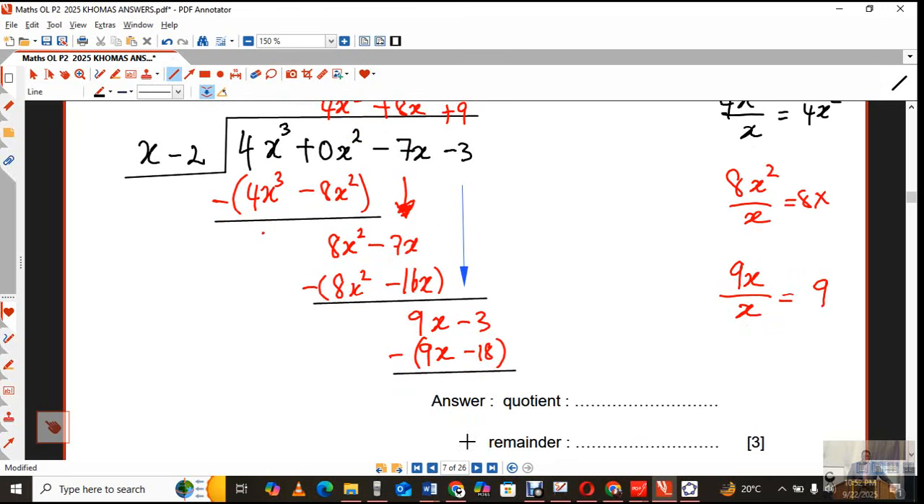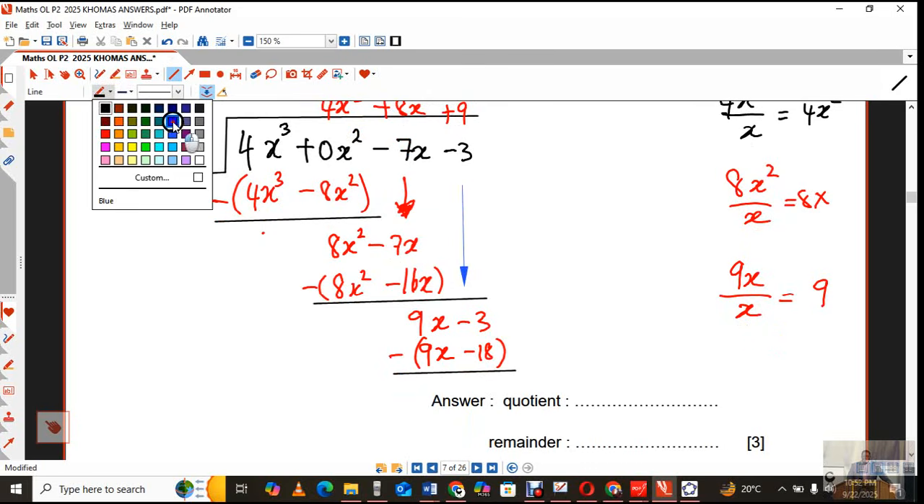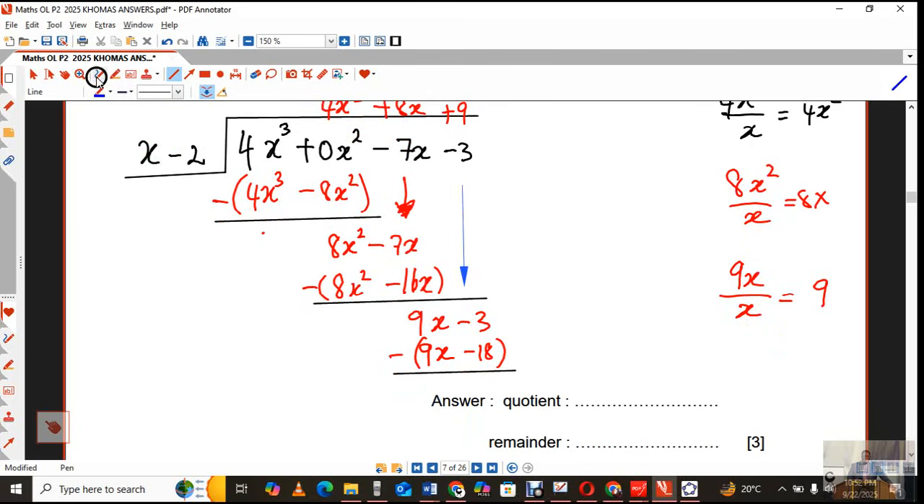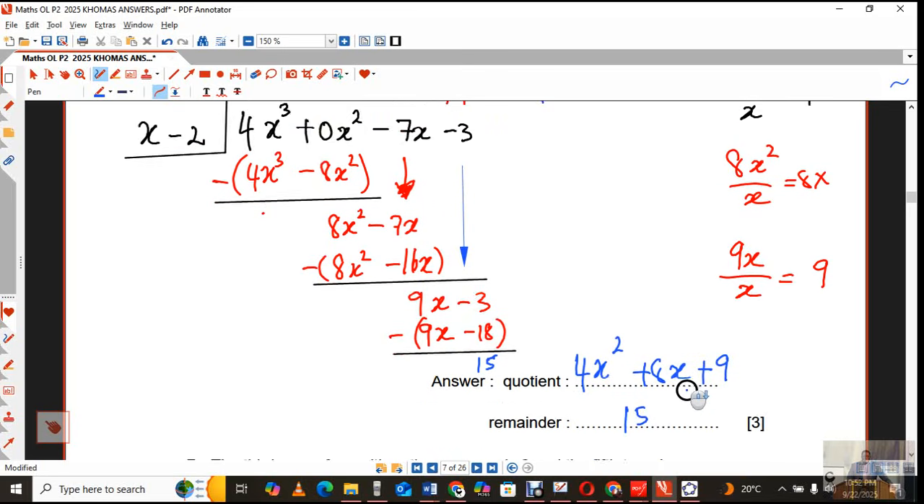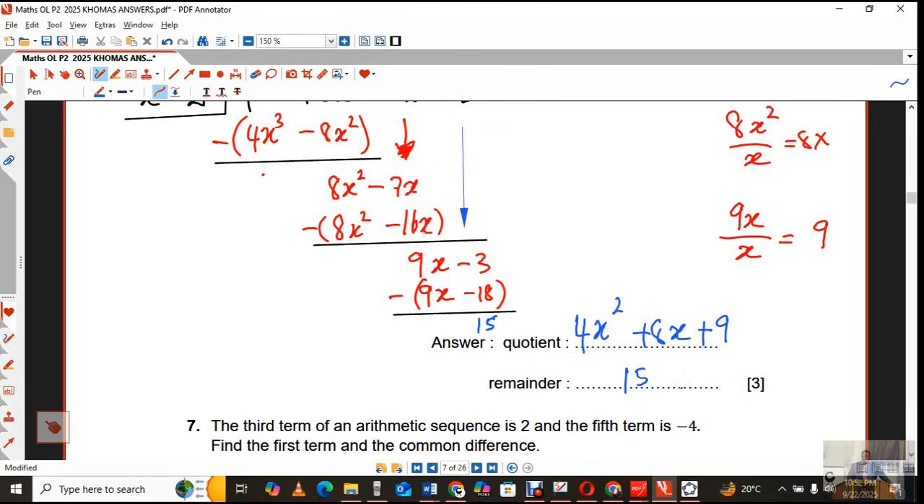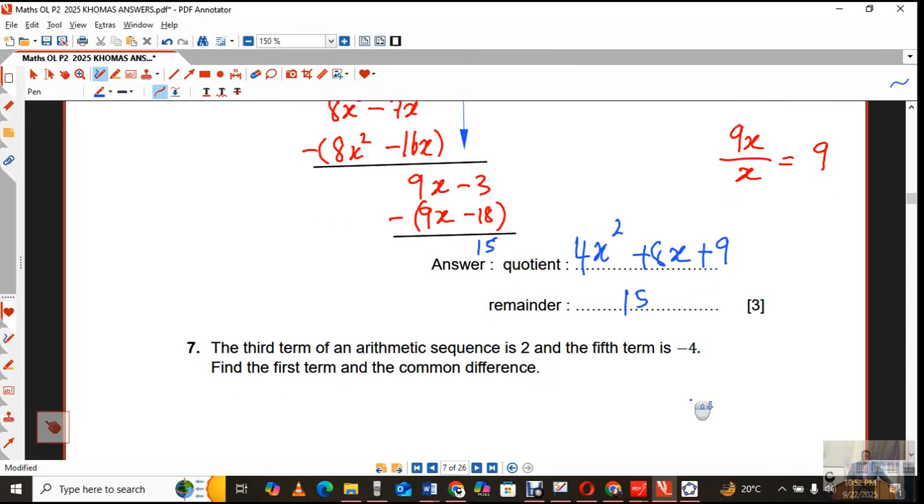Now, when you do this, you're going to get a remainder of 15 as 18 minus 3. That's going to give you 15. So the remainder is 15. The quotient is all the way up here. So that is 4x squared plus 8x plus 9. Totally correct answer. Again, you can use synthetic division. You will also get to the same answer. All right.